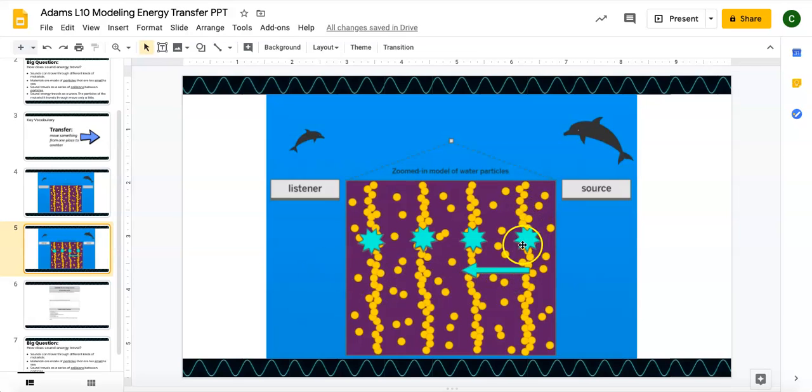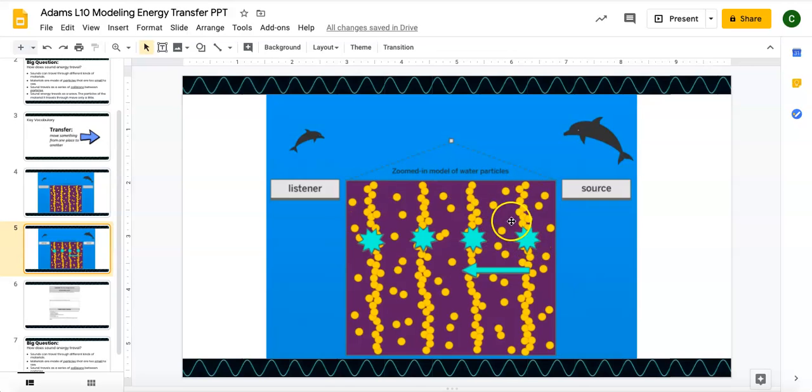We know about our energy transfer bubbles, these little icons right here. We now know that energy is being transferred as particles collide into one another. If the particles do not collide into one another, the energy is not being transferred in a way that is going to help get sound to the listener. So you need to really remember that. You also need to remember that because that is a question in your classwork. So I'm going to say it again.